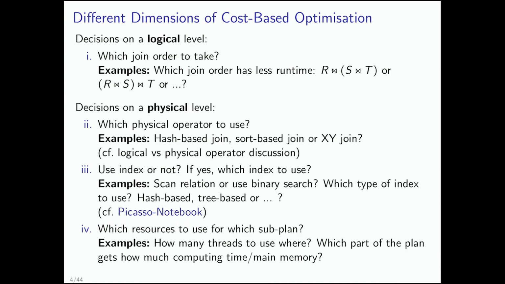But let's wrap up with challenge number 4. So which resource to use for which subplan? So how many threads do you want to use where, which part of the plan gets how much computing time, main memory, and so forth. In particular, assume a system where there are multiple queries running at the same time, and you want to compute the results to those queries all at the same time. So which query gets, whatever, 90% of the DRAM, and the others only get 1% each, or whatever. Those are all decisions along the lines of resources, how much resources you assign to each of those queries.